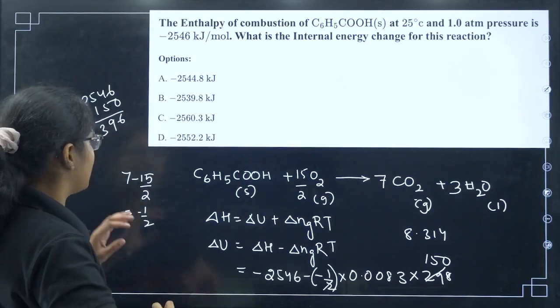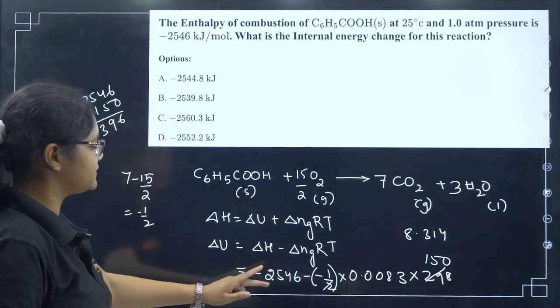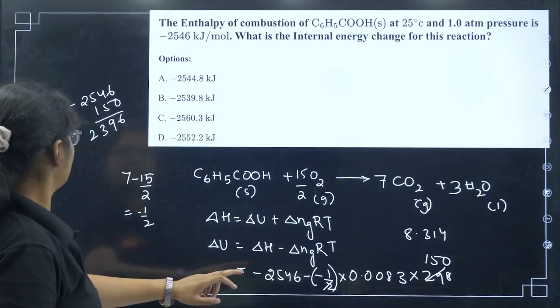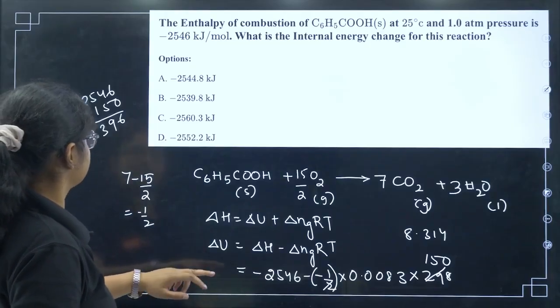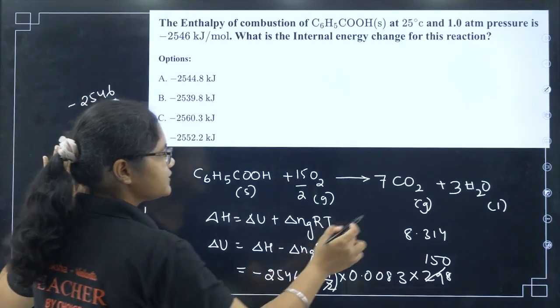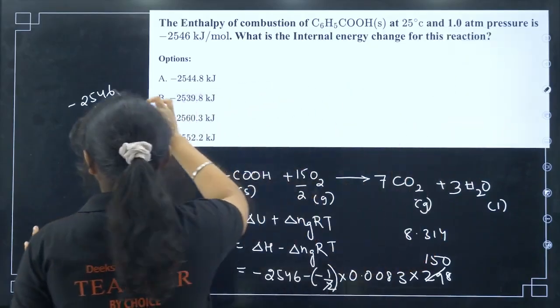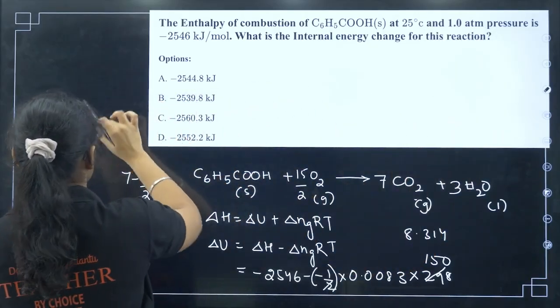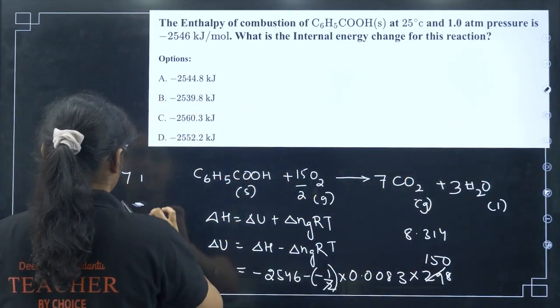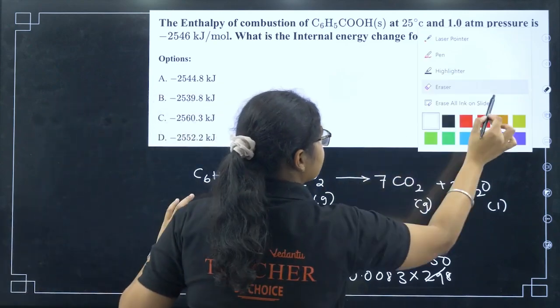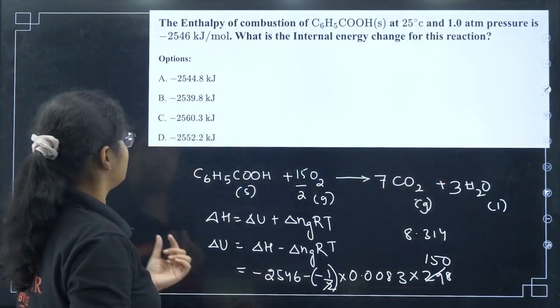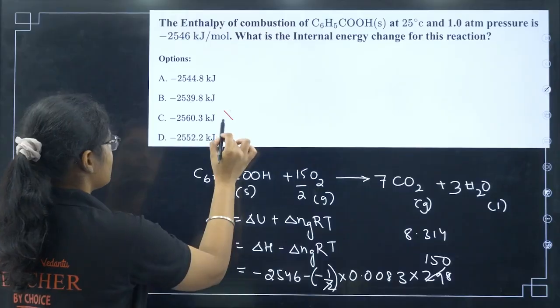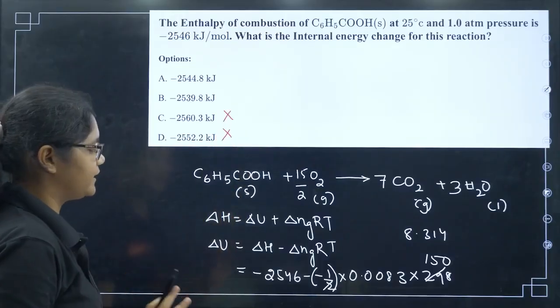Anyway, we can guess that it has to be less than 2546, right? So I will just ignore this calculation because I am not getting any exact options here. So let's do the calculation properly. Which two options can I definitely eliminate? It has to be less than 2546, so these two options are greater than that, and we can eliminate them.